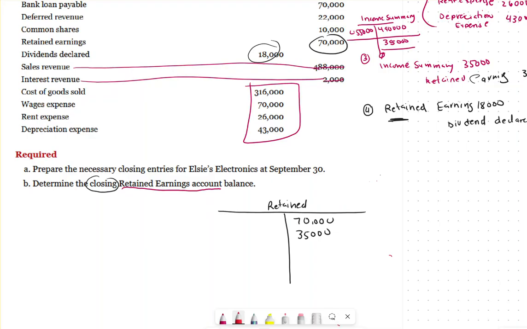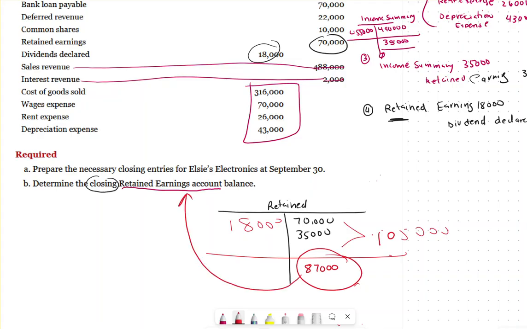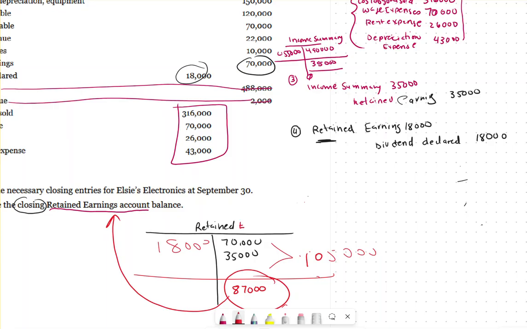The balance in your retained earnings account will be, if you do the debit here, that's my 18,000. So I add up all my credits and I add up all my debits. If I add up those two numbers, it's going to give you 105,000, and then my debit is 18,000, and then I have a balance of 87,000. So that's what the question is asking you. What is my balance in my retained earnings account? So the retained earnings account has a balance of 87,000.